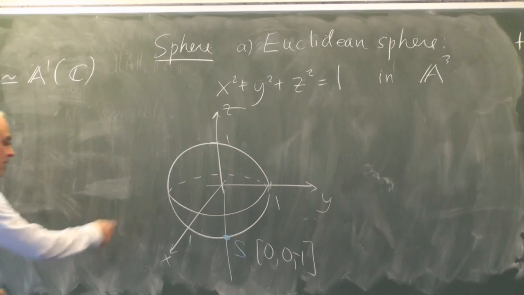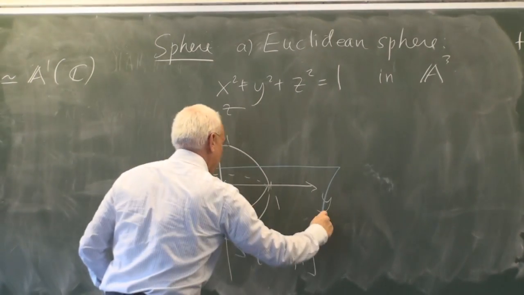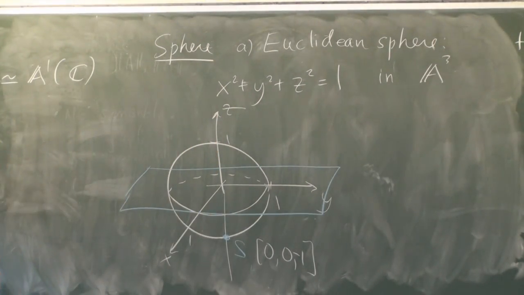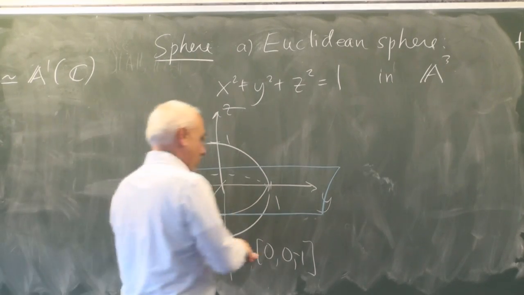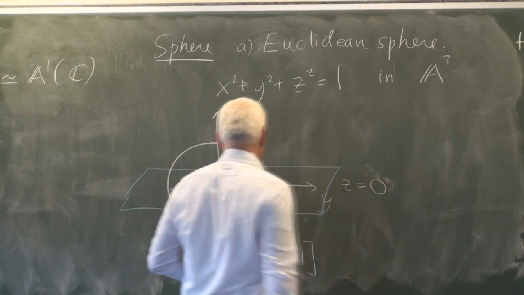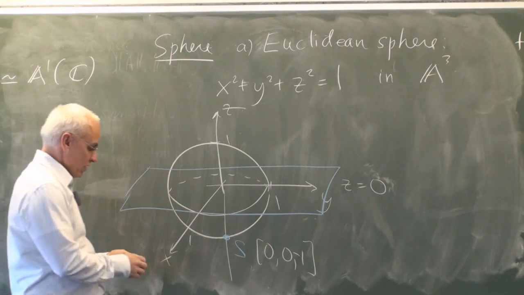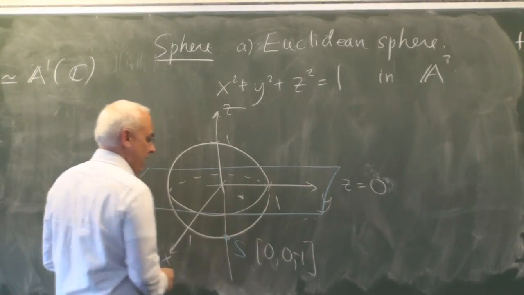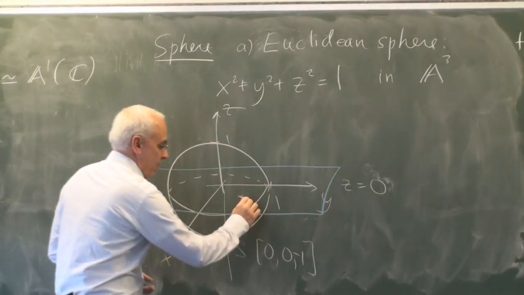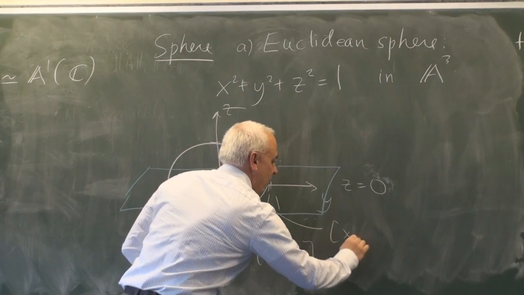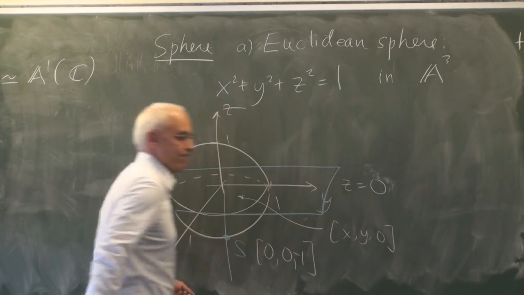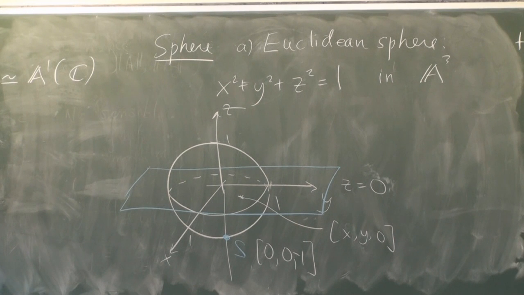And also the other thing that we're going to need is the equatorial plane. That's the plane when z equals 0, with the usual x, y coordinates. And we're going to do something very much like what we did for the circle. We're going to take a point in this equatorial plane, namely the point x, y, 0. It's in the plane. And then we're going to draw a line between that point and our south pole.